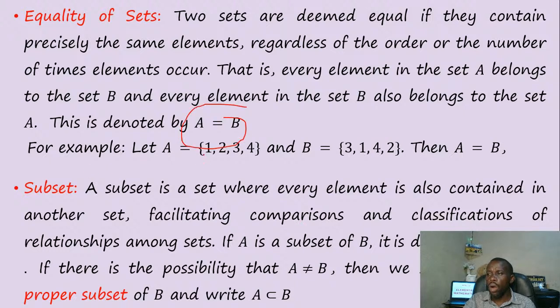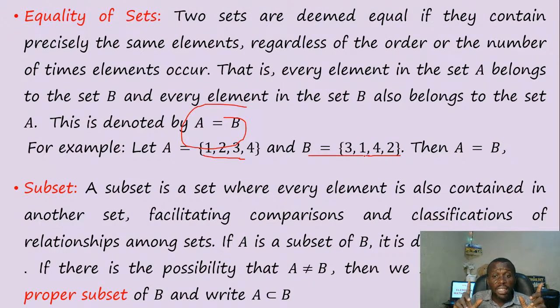Now, for example, we have A equals {1, 2, 3, 4}, and B is {3, 1, 4, 2}. In this case, can you see it? We can see that the sets are equal, even though the way we write the elements is not the same. One we write in ascending order, 1, 2, 3, 4. That is for A. For B, we didn't follow any pattern. It's not ascending, it's not descending, because after 3, we wrote 1, then 4, then 2.